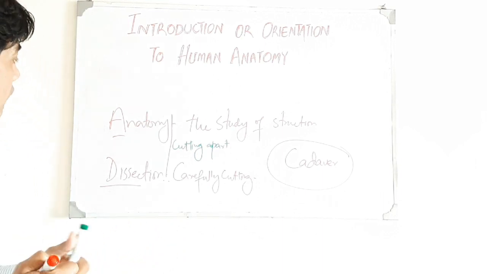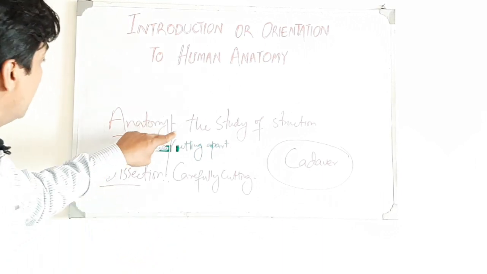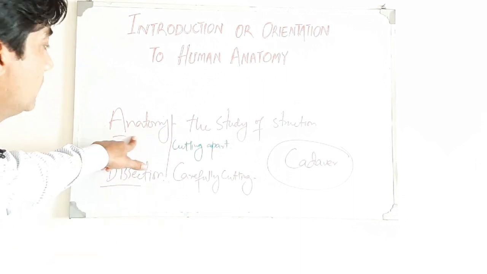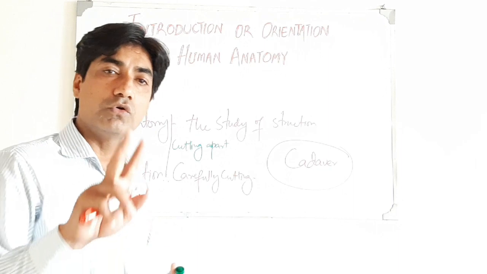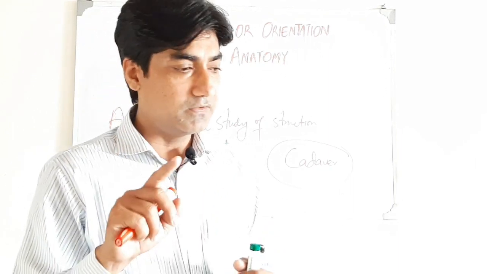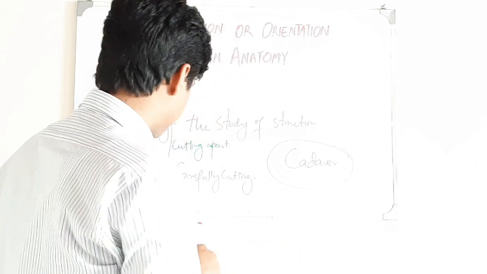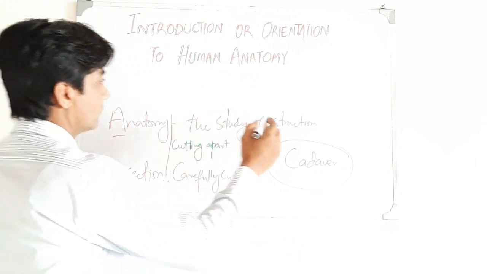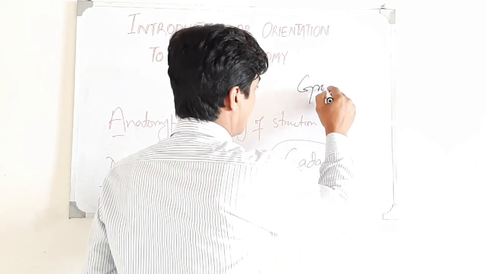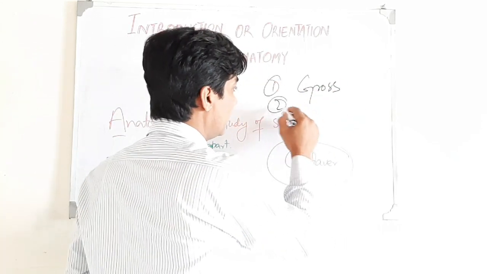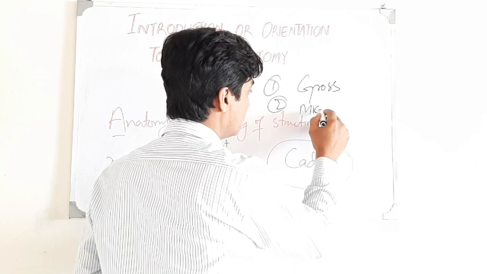Now let's move towards the types of anatomy. What are the types of anatomy? Anatomy can be divided into two parts, that is gross anatomy and microscopic anatomy. First one is gross anatomy and second is microscopic anatomy.